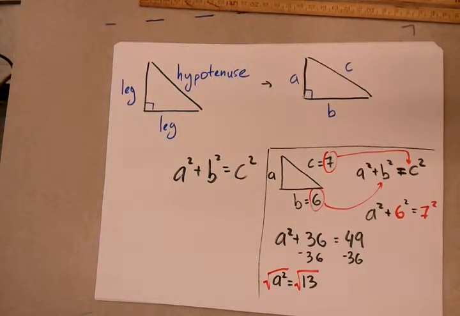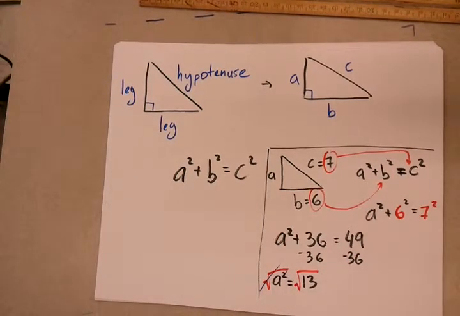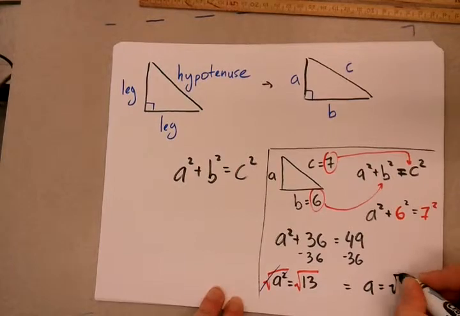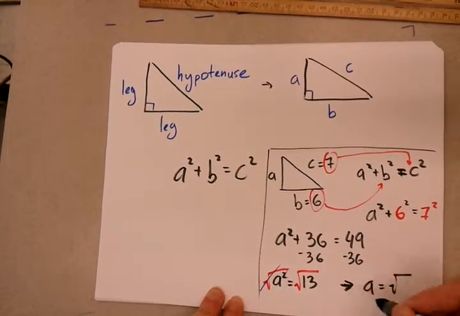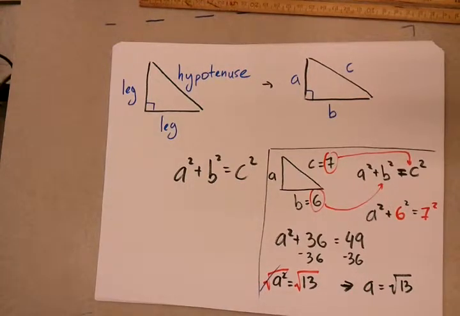Now once you do that, we know that the power of 2 and the root cancel each other out. So all you're left with is A equals, that should be an arrow, A equals root 13. And that's your answer.